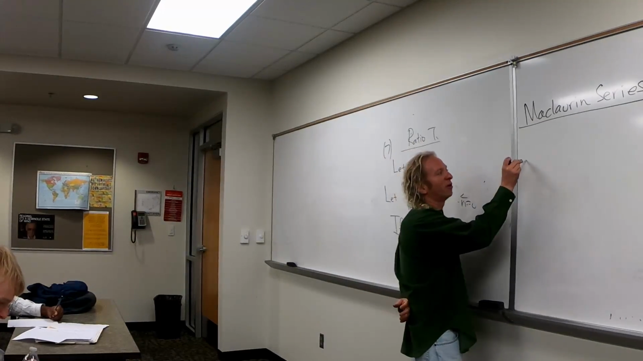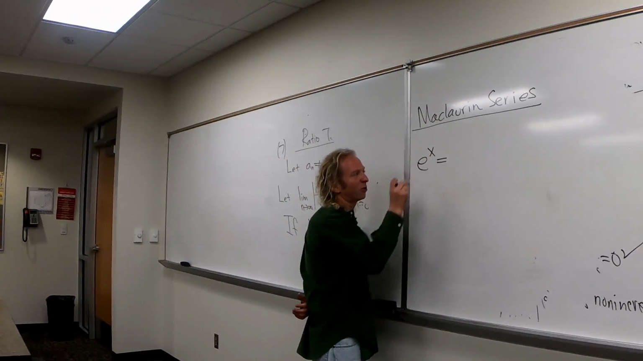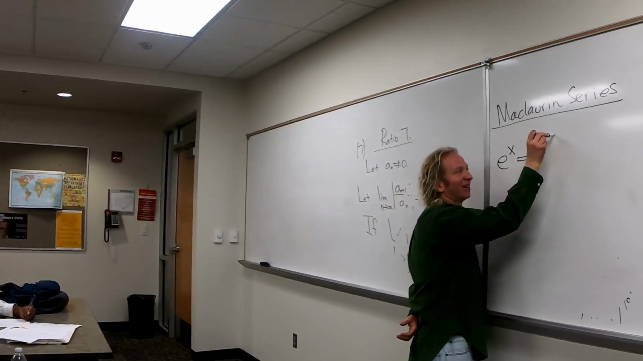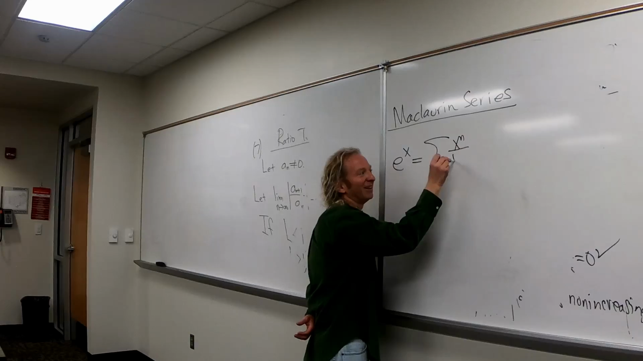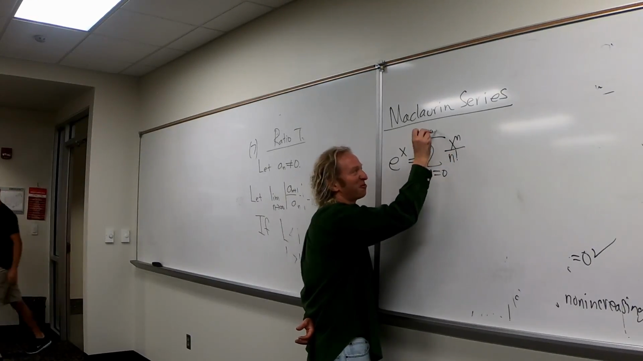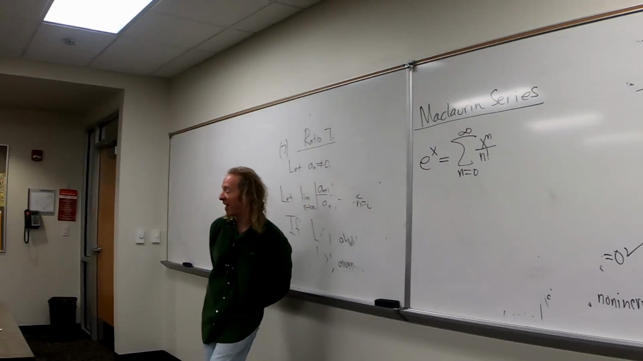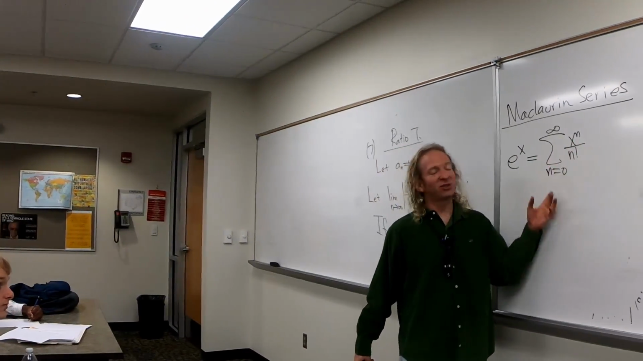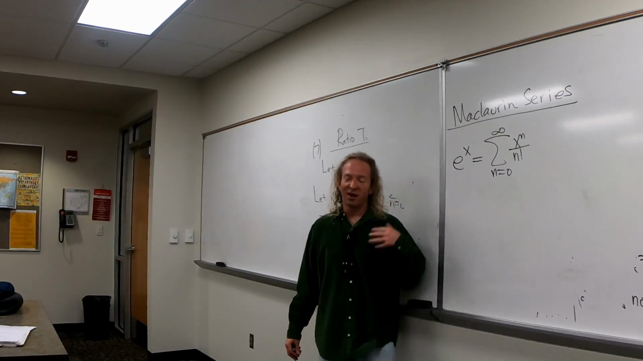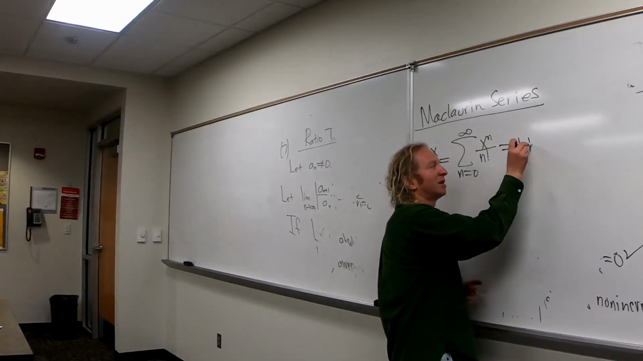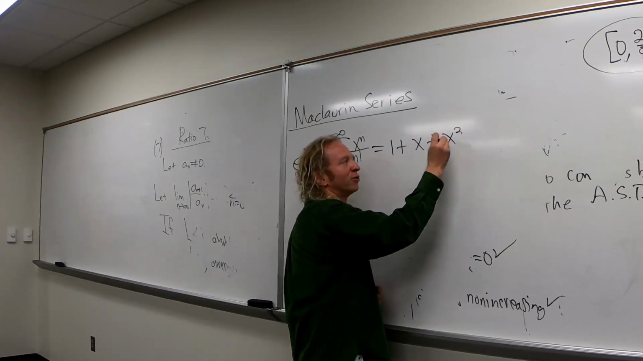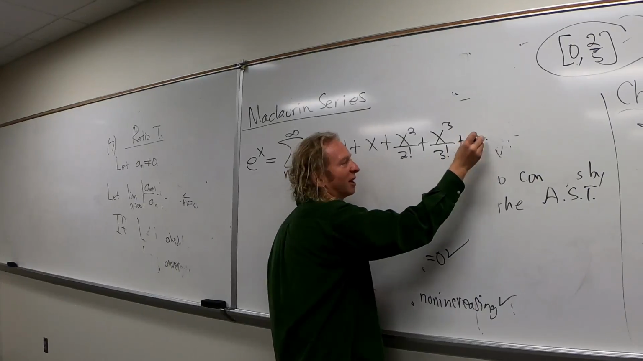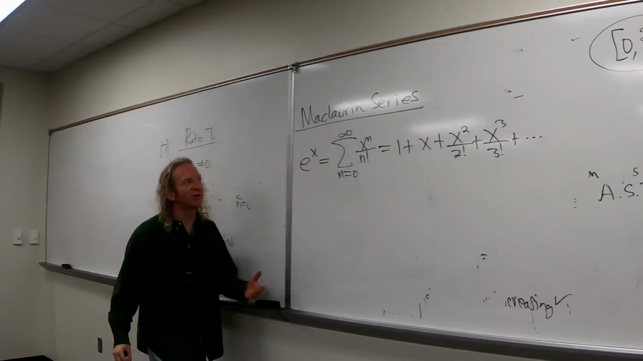So there are 3 Maclaurin series you want to know for the test. The first one is the Maclaurin series for e to the x. This one's beautiful. It's the sum of x to the n over n factorial. You have to know it 2 ways: that way, and you also have to plug in the numbers. I just have it memorized. It's 1 plus x plus x squared over 2 factorial plus x cubed over 3 factorial plus dot, dot, dot. That's the Maclaurin series for e to the x.